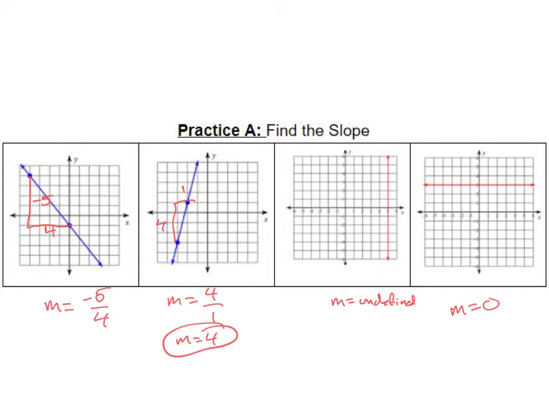Be careful when you count and make sure you're using that -5/4. Talking about rise over run, up 4/1, so m equals 4. Straight up and down, that's our undefined. If we got our horizontal, that is m equals 0.